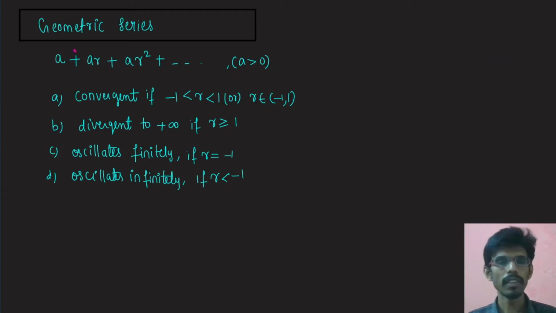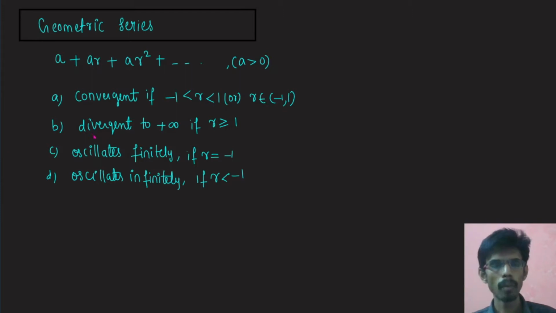Now let us see the convergence of geometric series. Geometric series of the form a plus ar plus ar square and so on, where a is a positive number greater than 0. The given series will be convergent if the value of r lies between -1 and 1, excluding the values -1 and +1. In between -1 and 1, the series will be convergent.